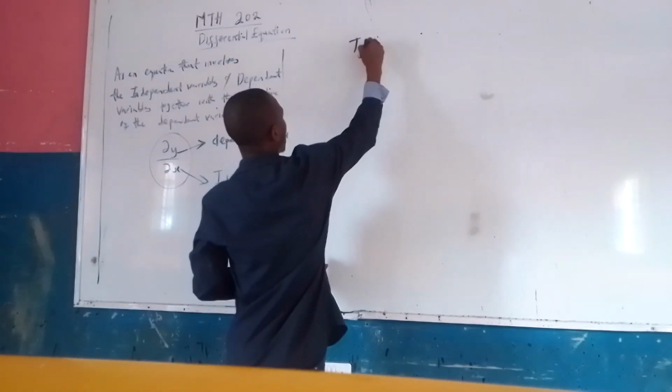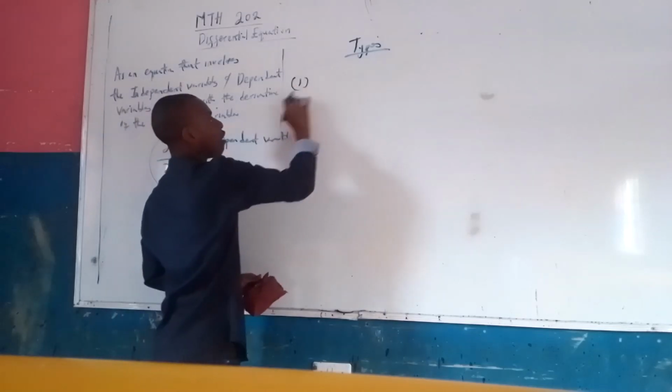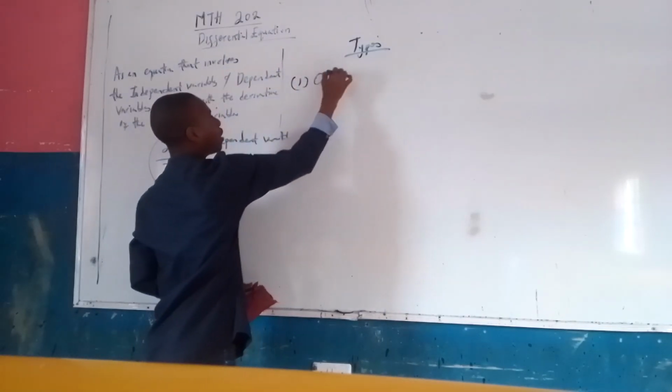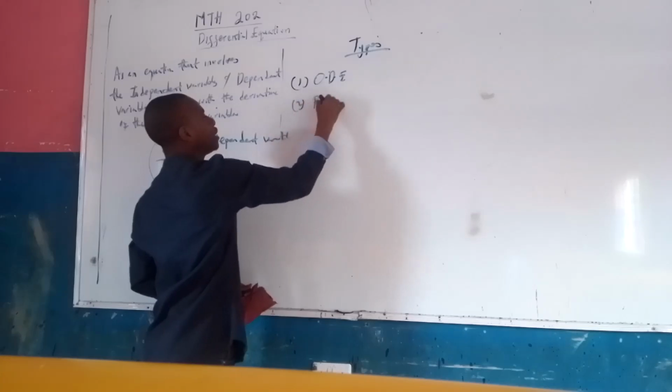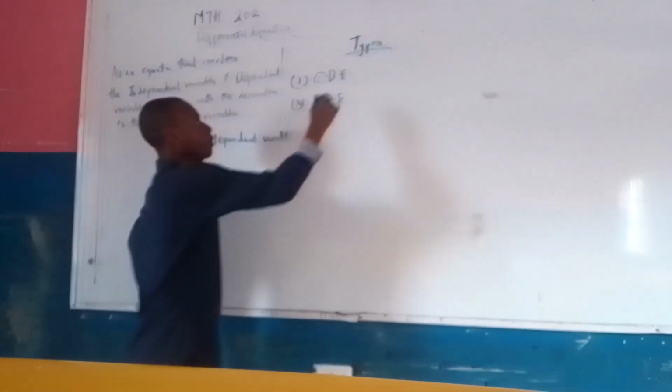Types. The classification of ODE. There are two types of differential equation: we have what we call the ODE and we have what we call the PDE. Now, what does ODE signify?